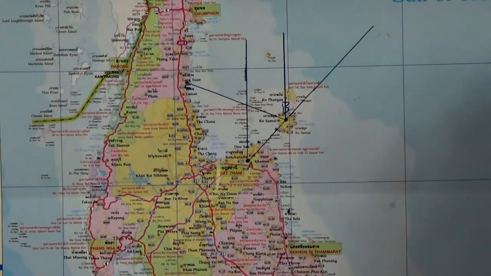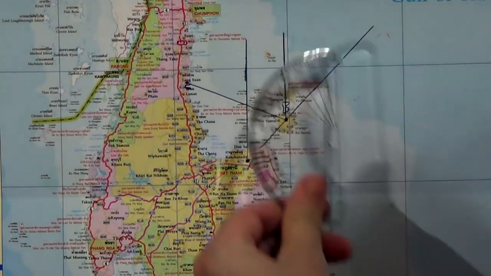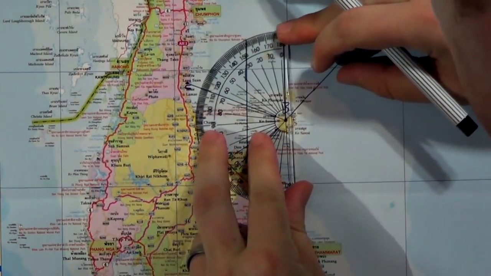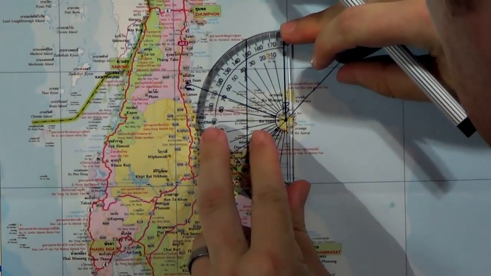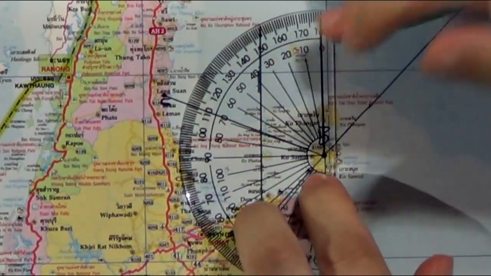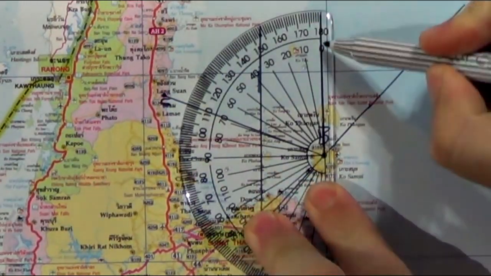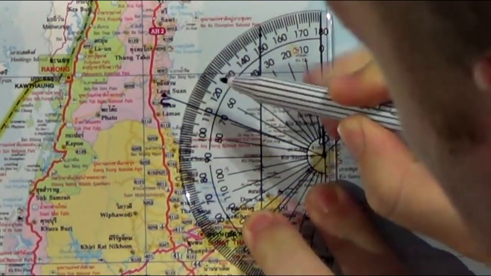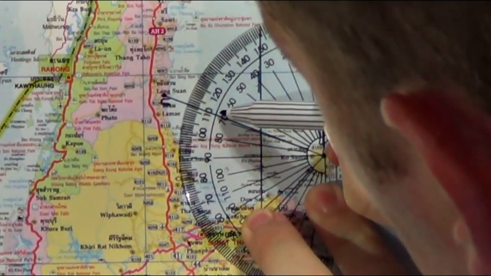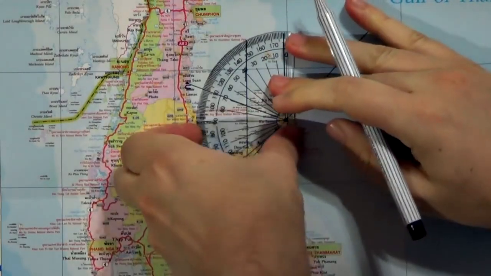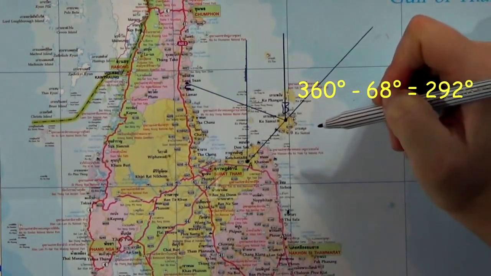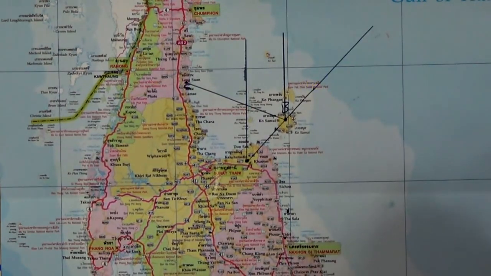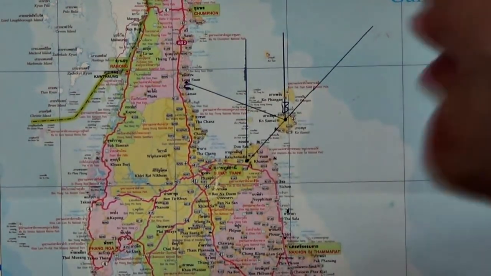Now I'm sure many of you have already figured out that there is another way of doing this, and I'm going to show this to you right now. You can always put your protractor like this and go in an anti-clockwise direction. Just bear in mind there's 360 degrees in a circle. So you can measure this angle over here, and now once again you start at 0, and then you'll see that it's 68 degrees, and then obviously you take 360 minus 68, which would give you a total of 292 degrees, exactly the same as when we went in a clockwise direction.